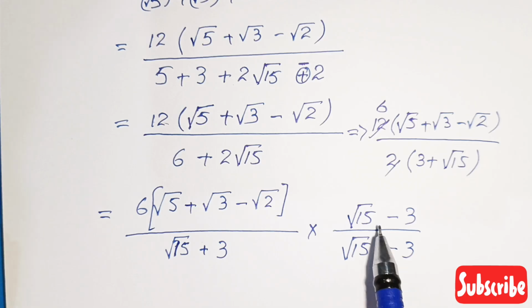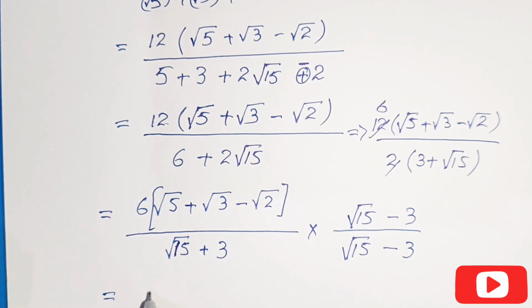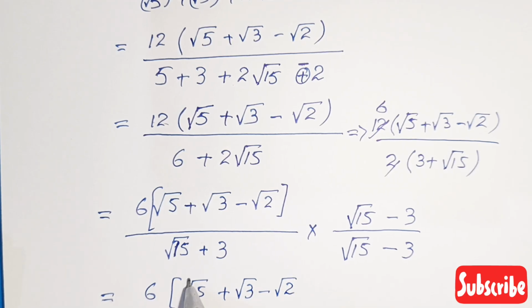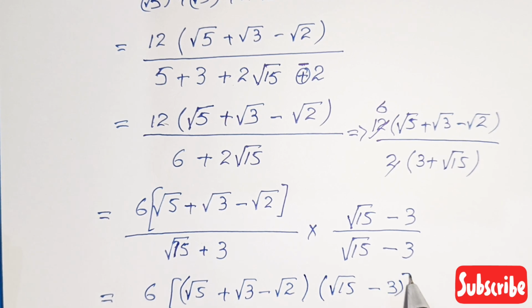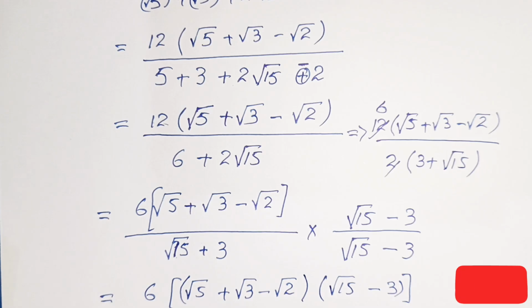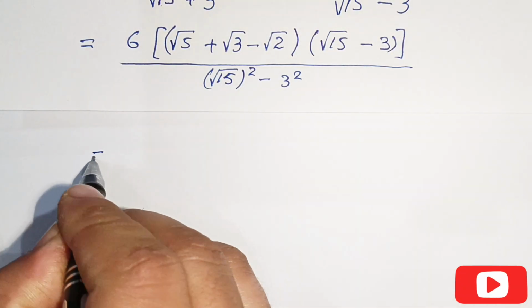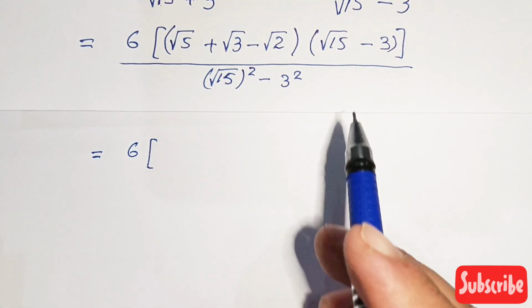Now multiplying numerator with numerator, then we get 6 times, here we have square root of 5 plus square root of 3 minus square root of 2, and multiply by square root of 15 minus 3 all over, here we get it is our a, so square root of 15 squared and minus 3 squared.